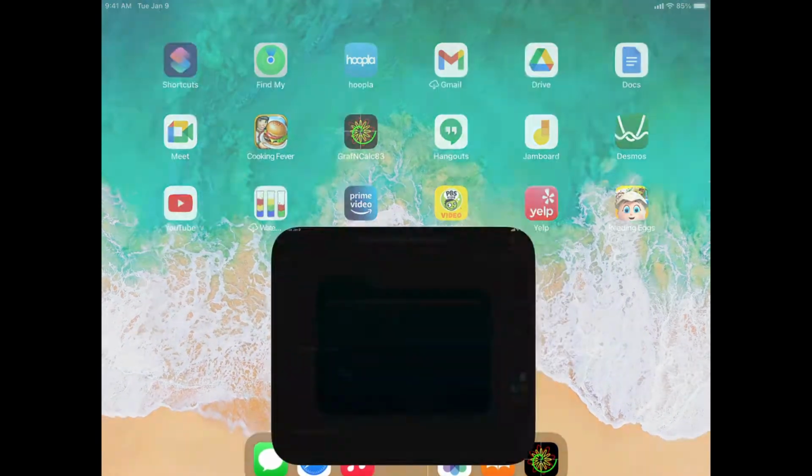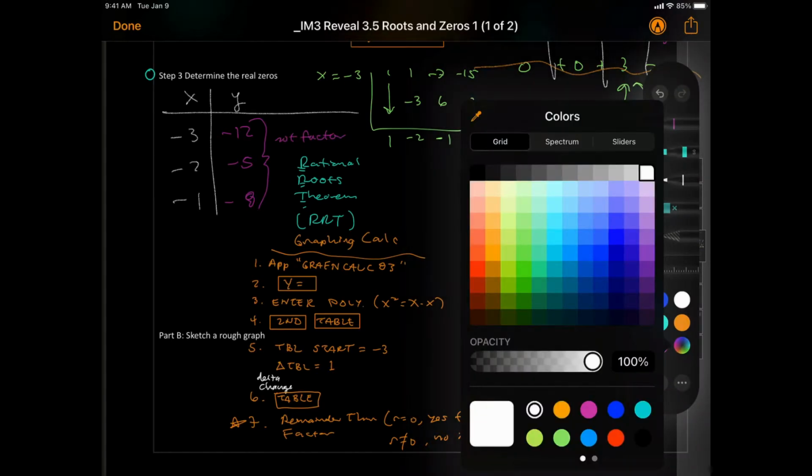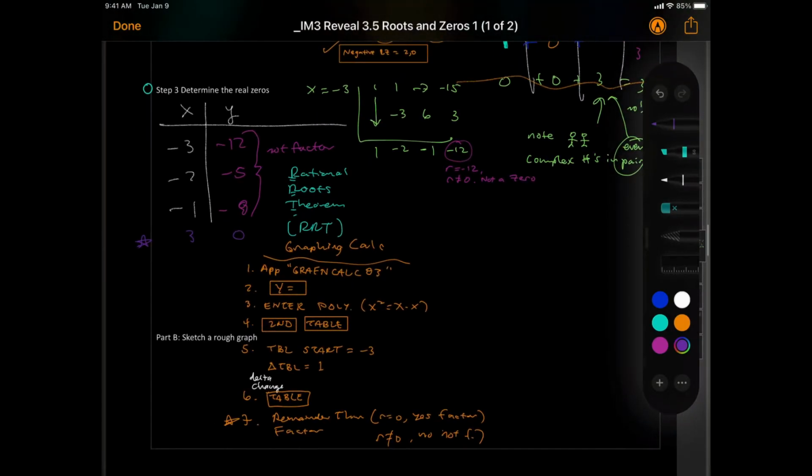So let's go back to our notes here. -2 was -5, -8, so not a factor. Let's change it to a color we haven't used. How about purple? When x was 3, then you had 0. And what this tells us is I should start right there. Let's go ahead and try that.